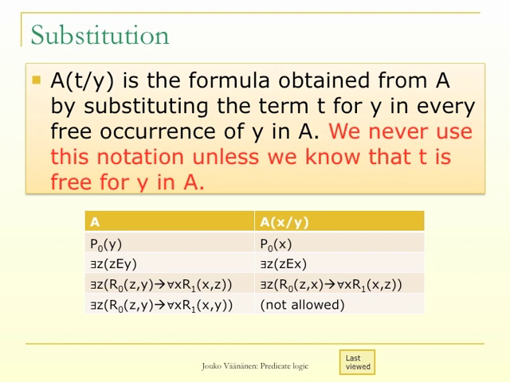Then the formula there exists z, left parenthesis R0(z,y) implies for all x R1(x,y), right parenthesis. In this case, the substitution of x in free occurrences of y is not allowed, because the last occurrence of y, which is a free occurrence of y in this formula, would become a bound occurrence of x if x was substituted in the free occurrences of y.